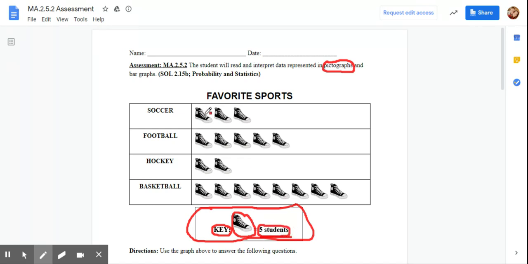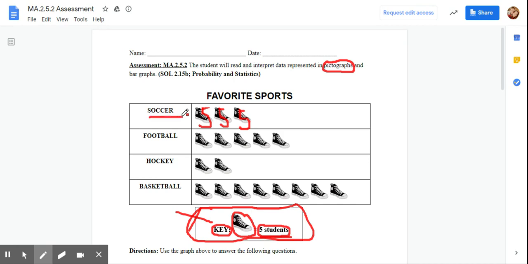So we can't just count in our pictograph 1, 2, 3, because we know, according to the key, that a shoe represents 5 students. So one thing I like to do when I'm working with a pictograph is once I've identified the numerical value of the picture, I then like to go into my graph and label with that number. So if I come here, I want to label each shoe with the number 5 because according to the key, every time I see a shoe, I know that that represents 5 students.